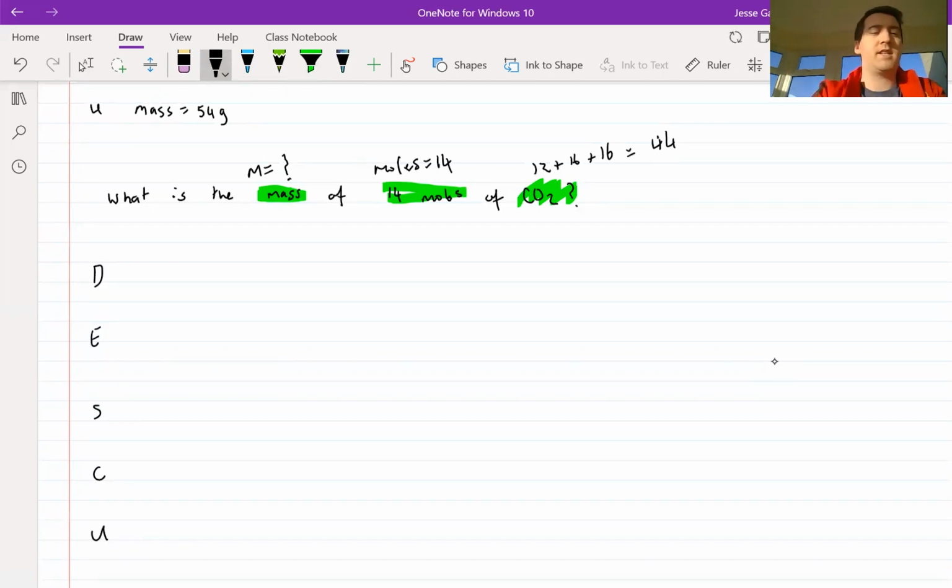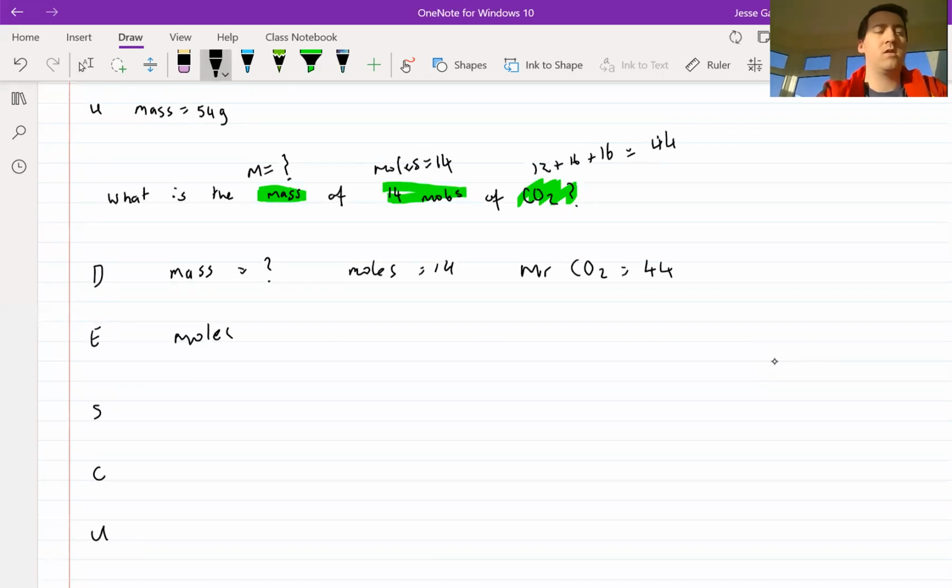So on my D line, I know that mass equals question mark. I know that moles equals 14. And I know that Mr of CO2 equals 44. Next line, equation: moles equals mass divided by Mr, same as always.